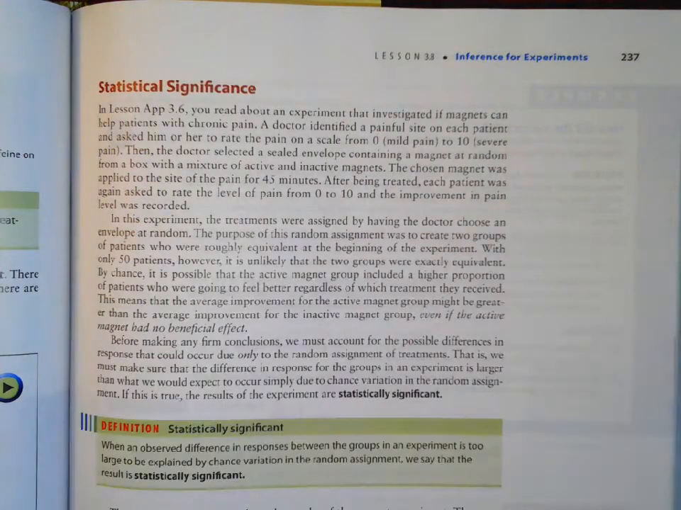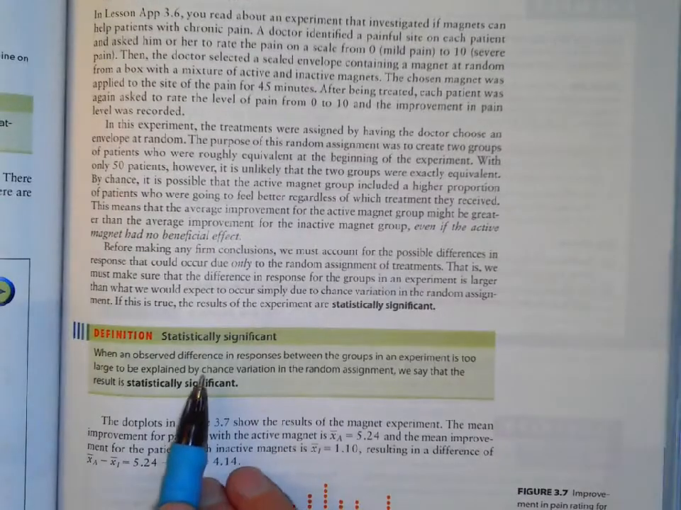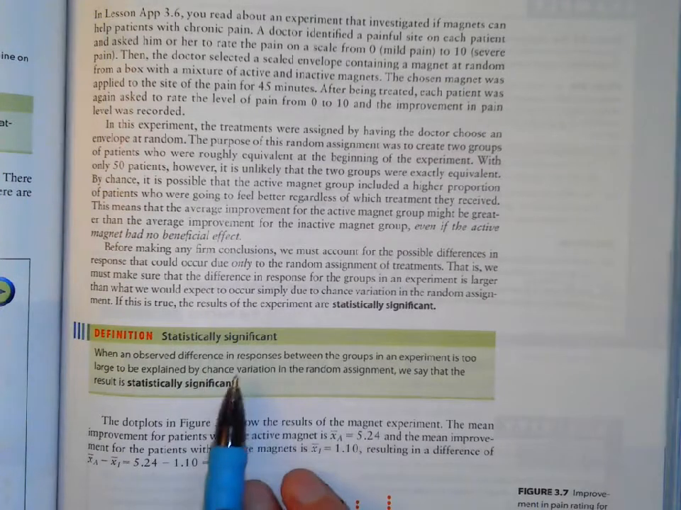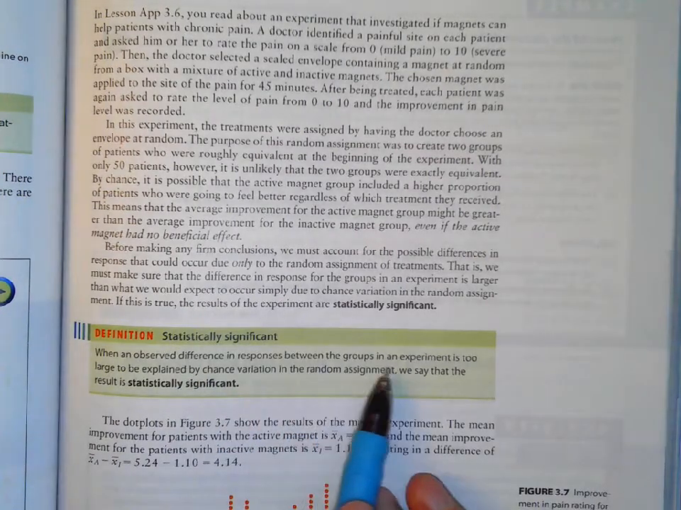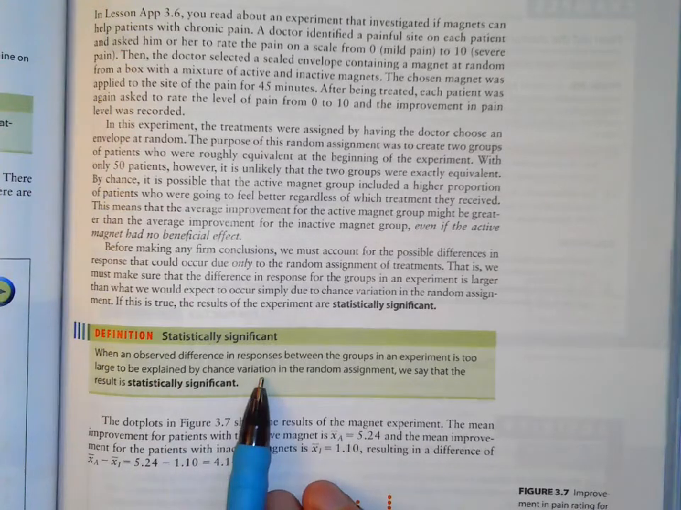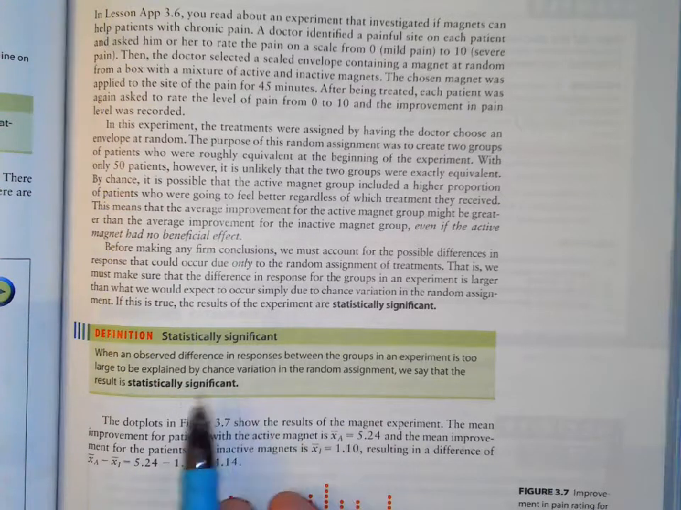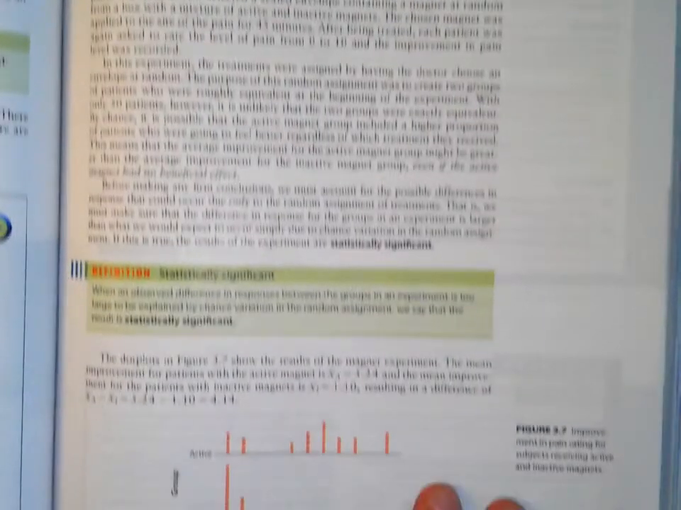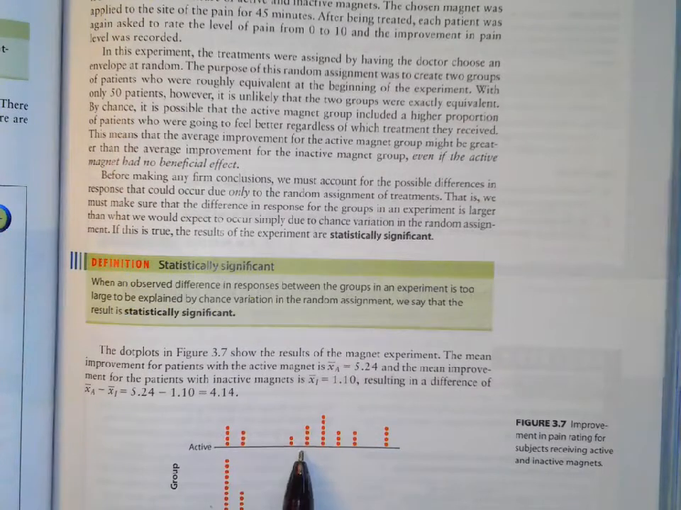So the definition: when we have an observed difference in response between two groups in an experiment that is too large to be explained just by the variation in the random assignment, we say that it's statistically significant. So if I have this group and I have this group, notice we have some variability with all of them, right? We have a resulting difference.